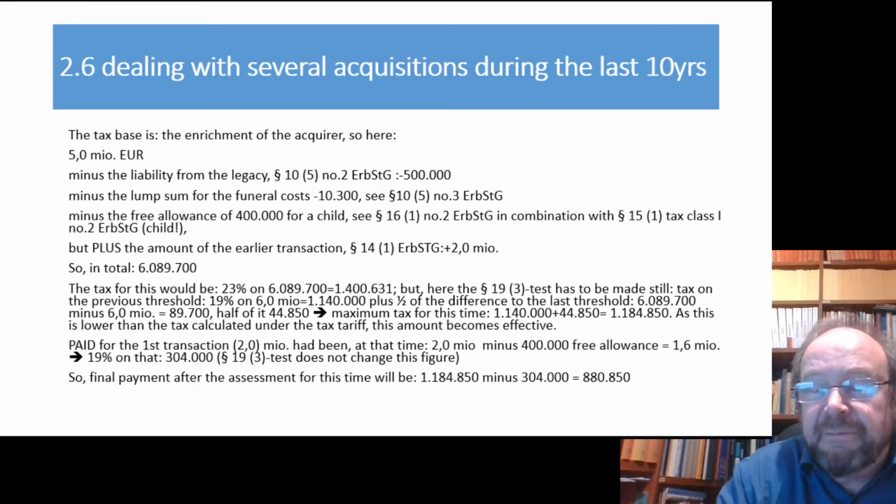So the final assessment says you owe us 1,184,850 minus 304,000. That ends up with a final payment of 880,850. Now that is how it is done. And this is what you should understand. This way one works with a sequence of several taxable events between the same persons.